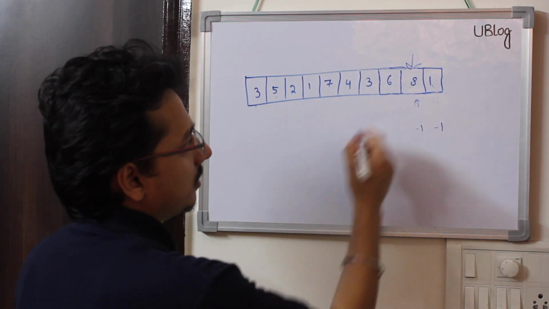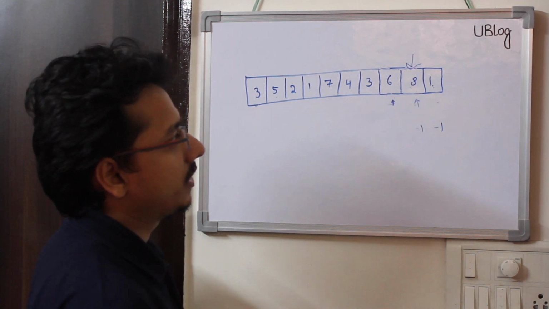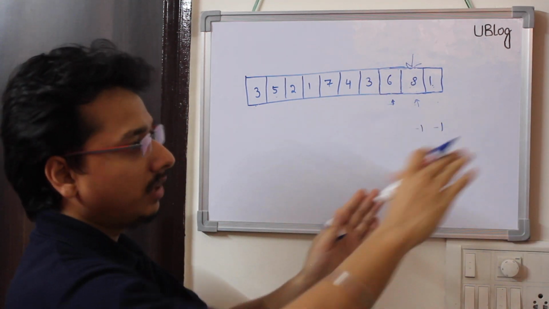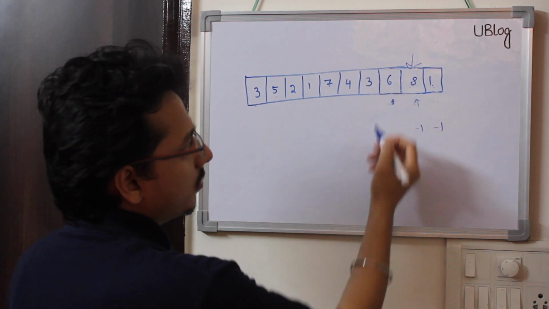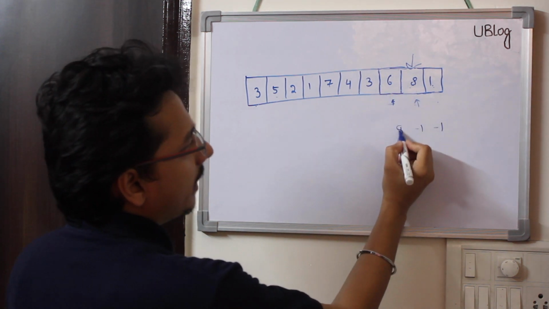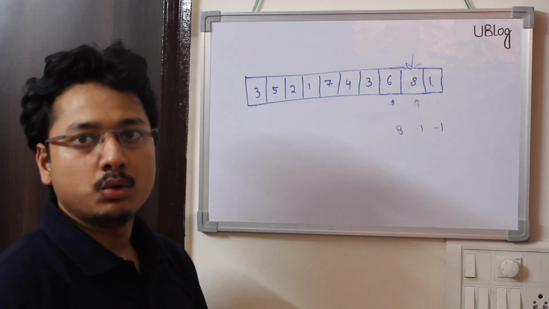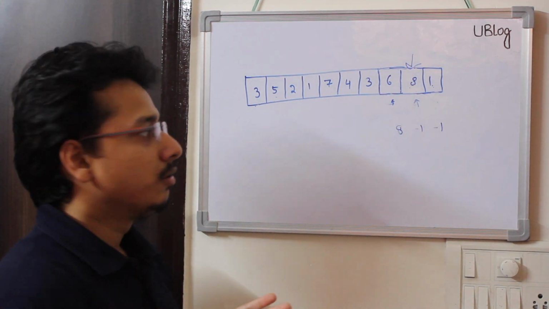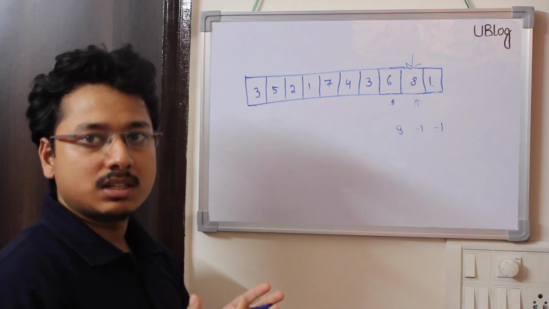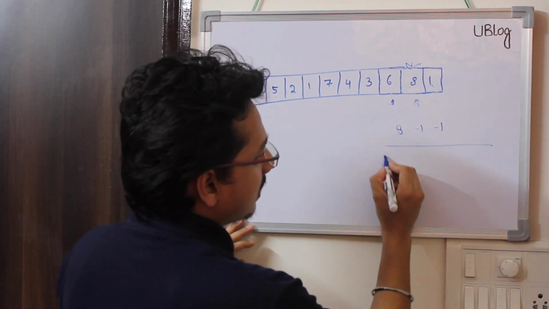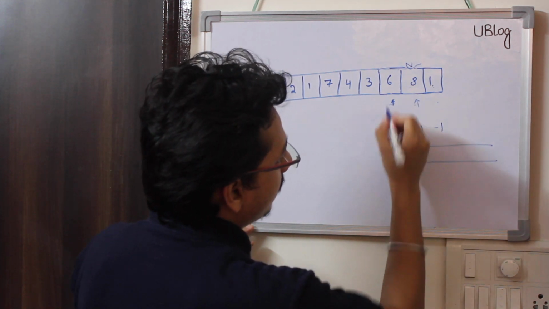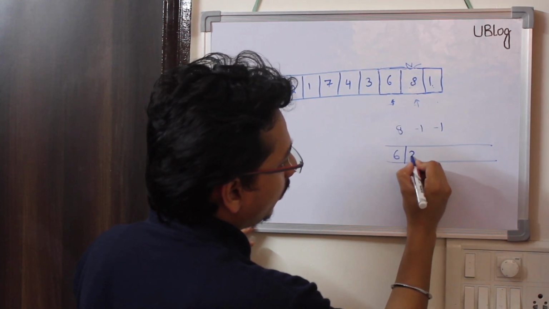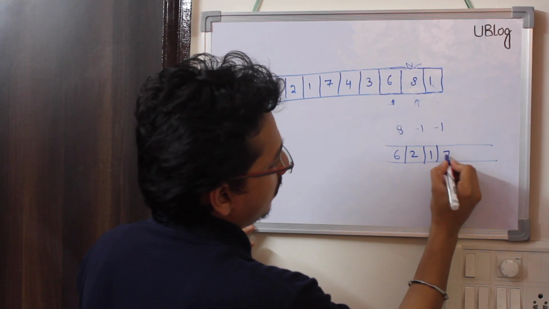Now I am at 6. So for 6, I need to compare all the elements on the right hand side. First I will compare with 8. My 8 is greater than 6, so what will be my NGE in this case? NGE will be 8. But there is a catch. We can't proceed like this. So let's just change the input array. My input array being like this, all the elements before that are the same, and my elements after that will be 6, 2, 1, 7.